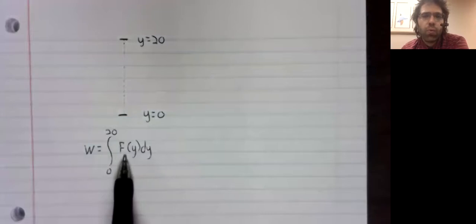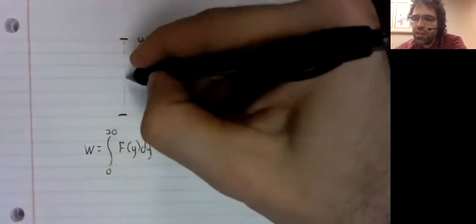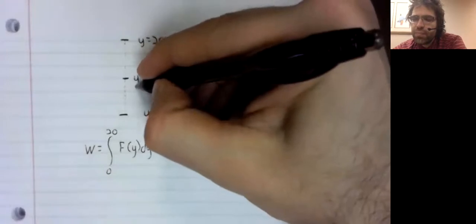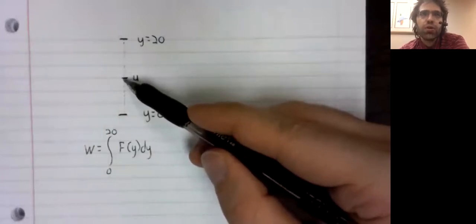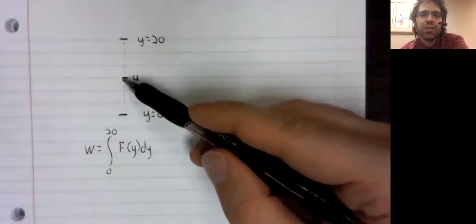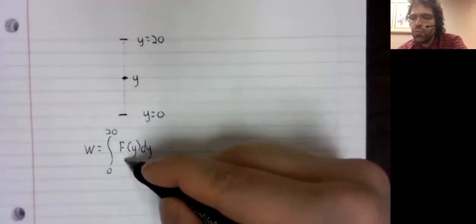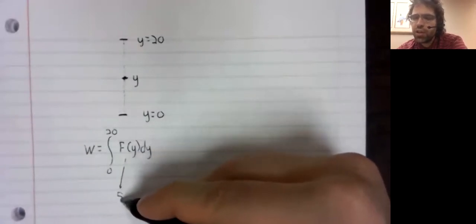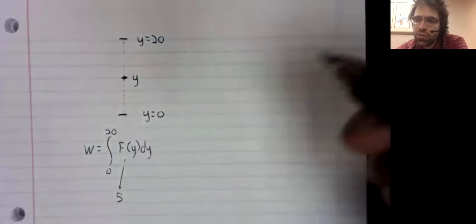We need this force function. And because we're using pounds to measure force, we can think of this force function as a weight function. If you have some value of y, how much weight are you lifting at this moment? Well, the weight can be broken into two pieces. You've got the bucket, and that's not changing. The bucket weighs 5 pounds and it will continue to weigh 5 pounds.